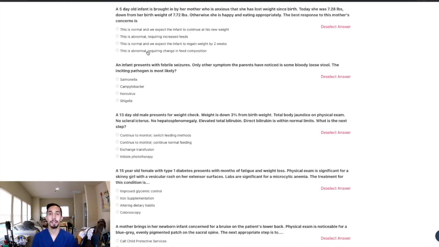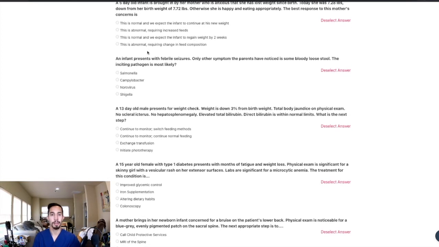All right, next question. A 5-day-old infant is brought in by her mother, who's anxious that she's lost weight since birth. Today she's 7.28 pounds, down from her birth weight of 7.72. Otherwise, she's happy and eating appropriately. What is the best response for this mother's concerns?